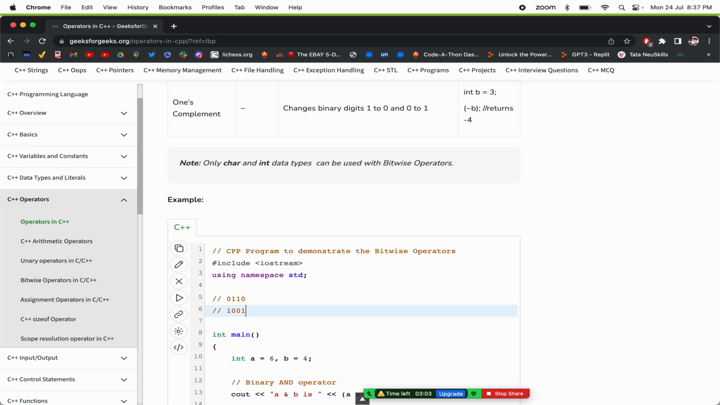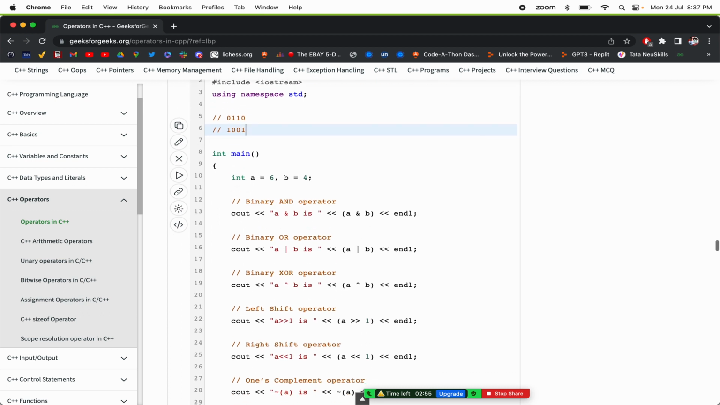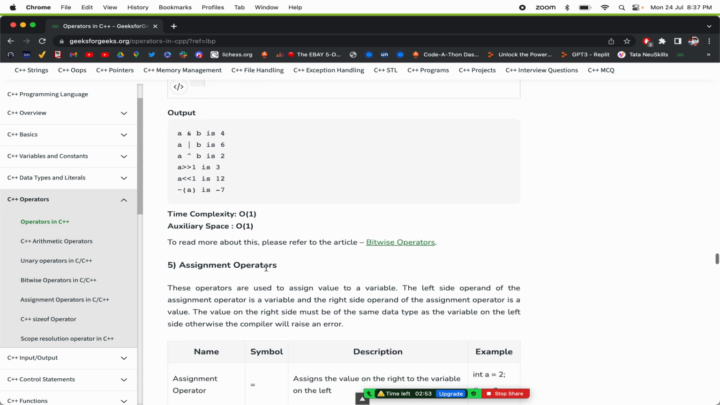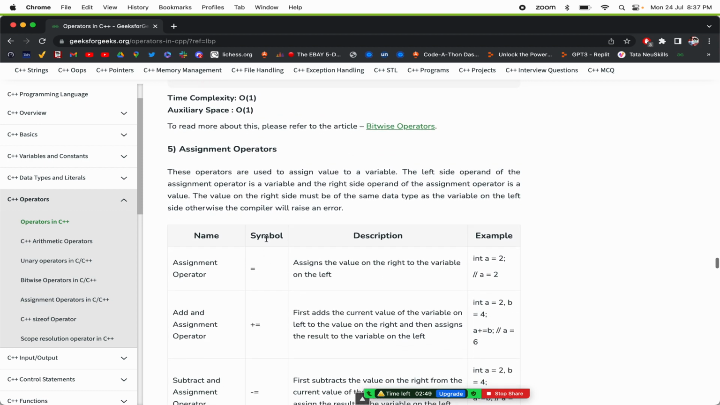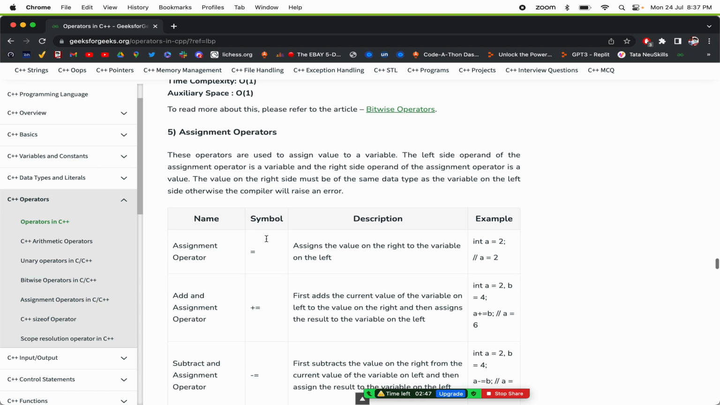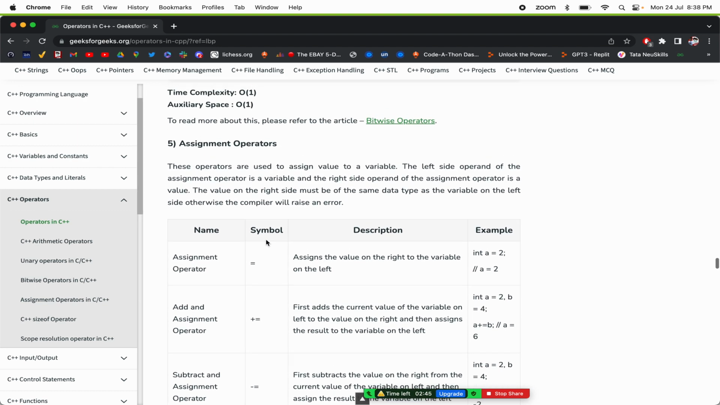So these were all of the bitwise operators in brief, which we're going to see in detail in the next class. Now we can move on to assignment operators. I hope that part, the bitwise operators, was clear. All right, great. So next we have assignment operators.